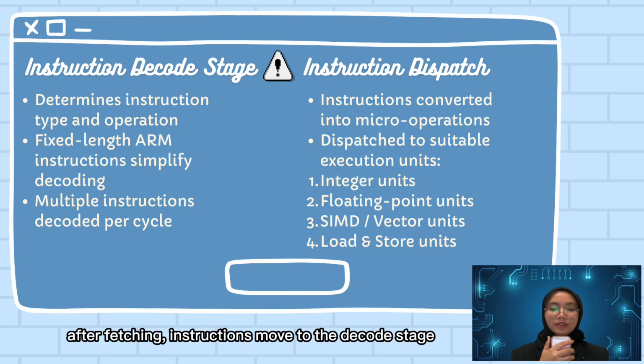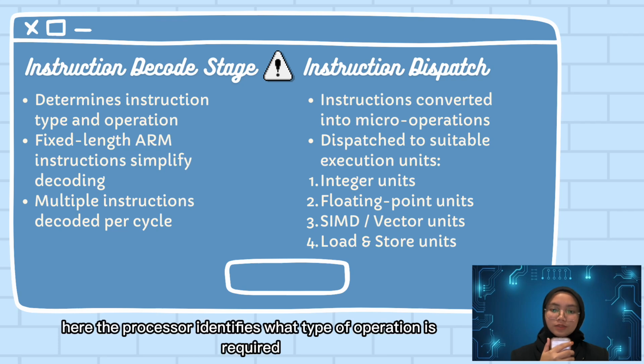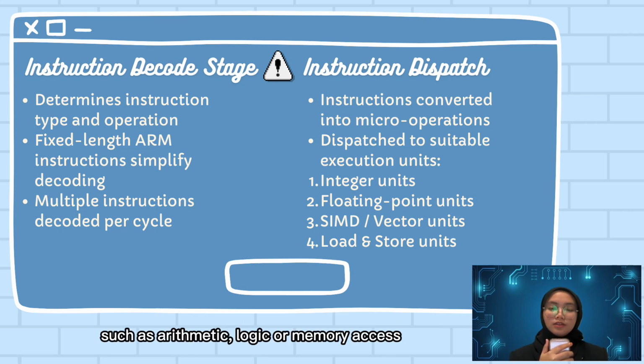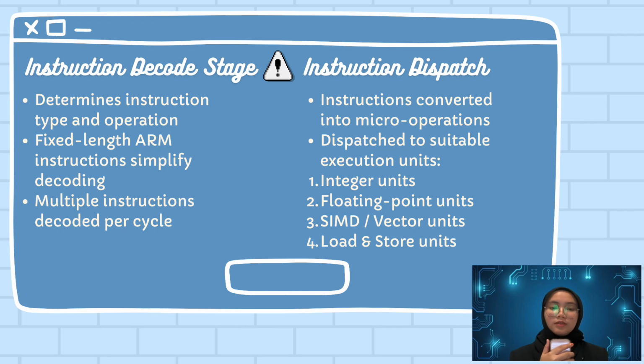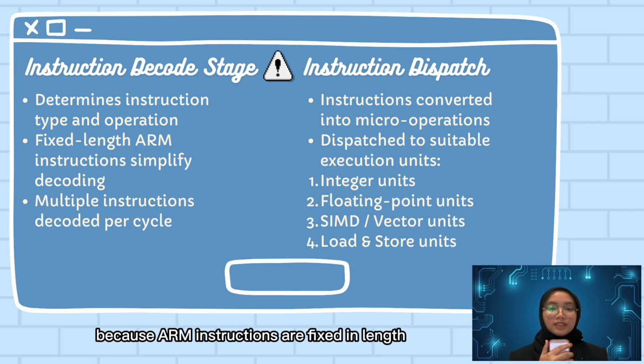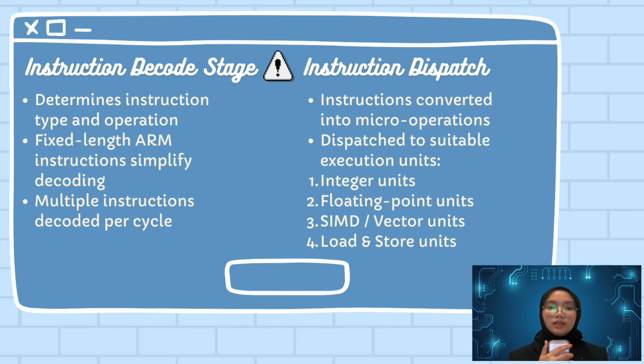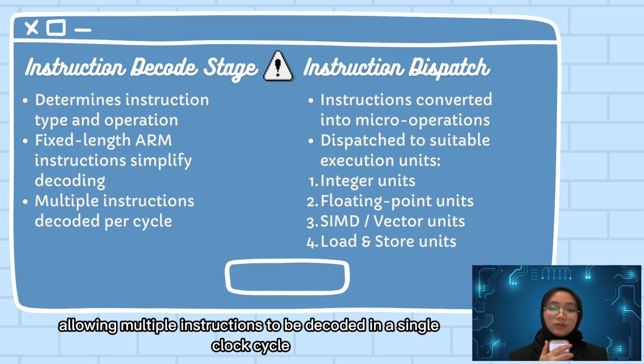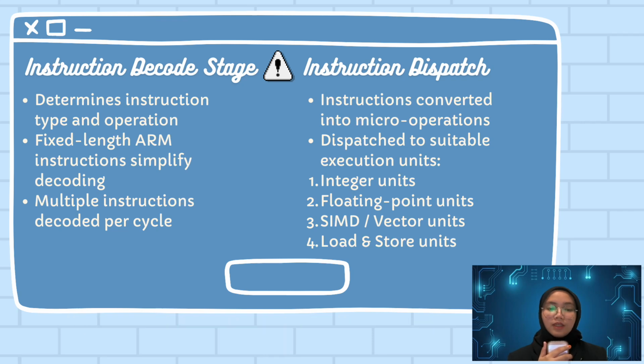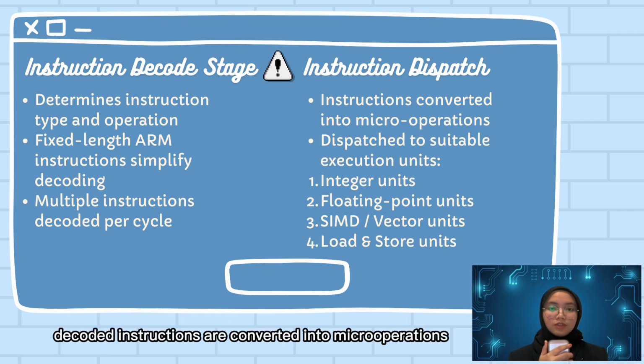After fetching, instructions move to the decode stage. Here, the processor identifies what type of operation is required, such as arithmetic, logic, or memory access. Because ARM instructions are fixed in length, decoding becomes simpler and faster. The Apple M1 uses a wide decode architecture, allowing multiple instructions to be decoded in a single clock cycle. Decoded instructions are converted into micro-operations and then dispatched to suitable execution units.